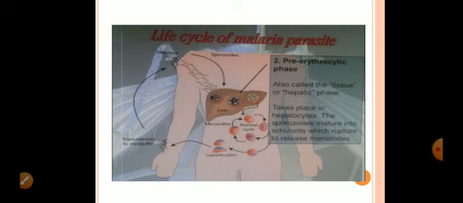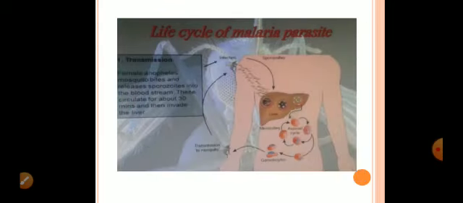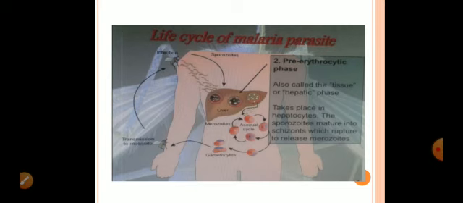What happens in the liver? Once the mosquito bites, these sporozoites circulate and form schizonts. Sporozoites multiply by nuclear divisions and liberate 20,000 to 50,000 merozoites.